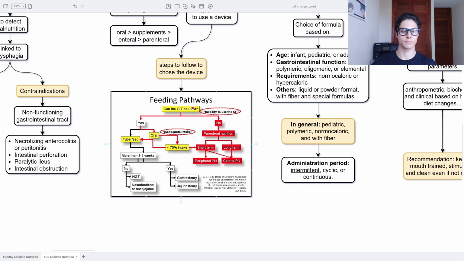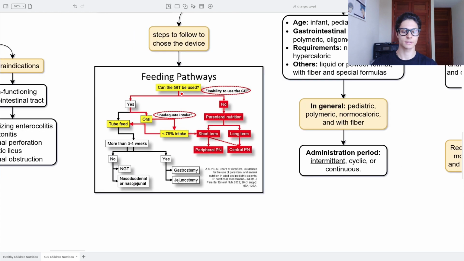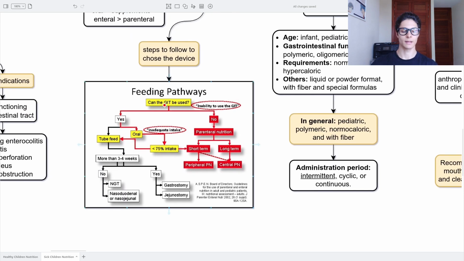And how to choose a device? Well, following this simple diagram. Can the gastrointestinal tract be used? No. Then parenteral nutrition, short-term, peripheral parenteral nutrition, long-term, central. We will see that in a moment. If the gastrointestinal tract can be used, then the first choice is oral. But when in the oral one there is an inadequate intake, so below 70% of the recommended intake, we go through tube feed. And here we can choose the device.